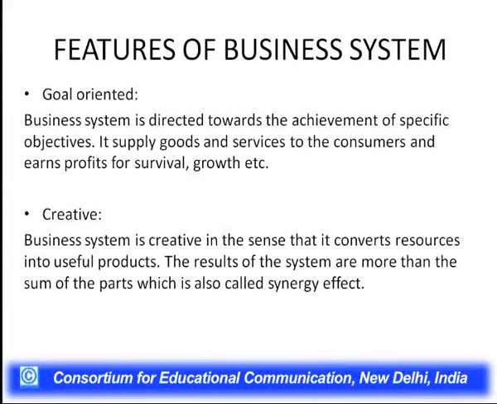Now, features of business system. First is goal oriented. Business system is directed towards the achievement of specific objectives. It supplies goods and services to the consumers and earns profits for survival and growth. Second feature is creative. Creative in the sense that it converts resources into useful products. It means the results of the system are more than the sum of parts, which is also called synergy effect.